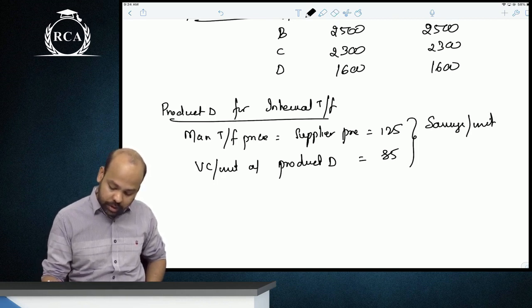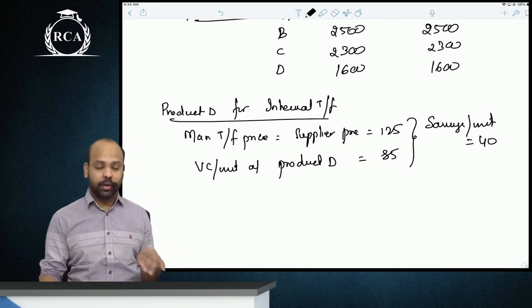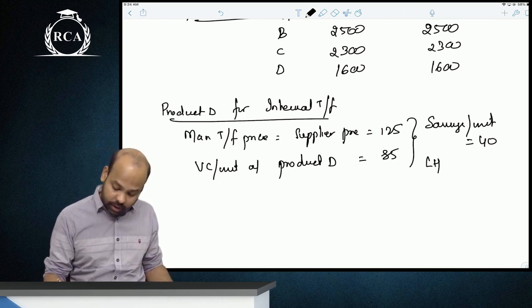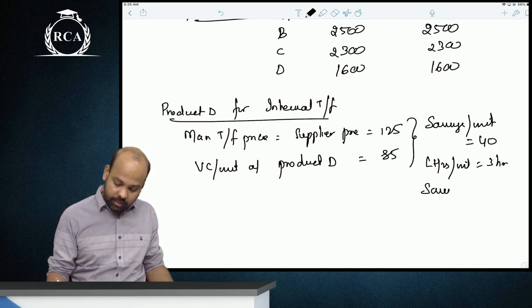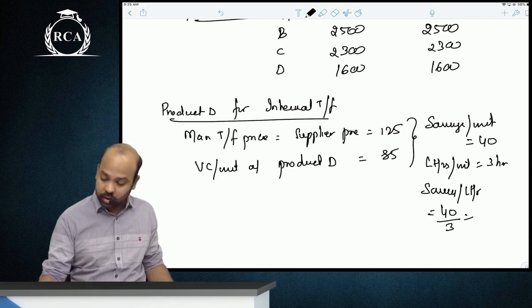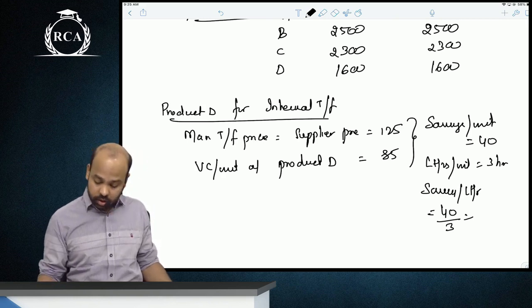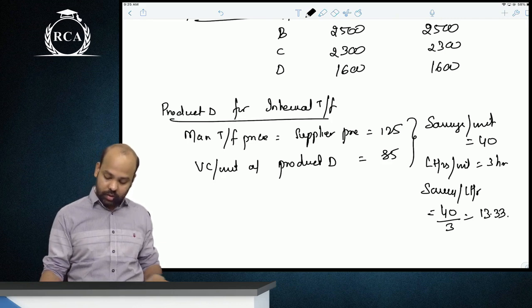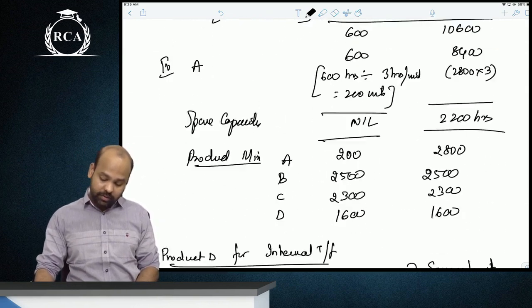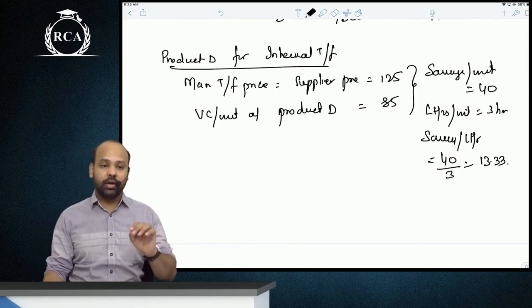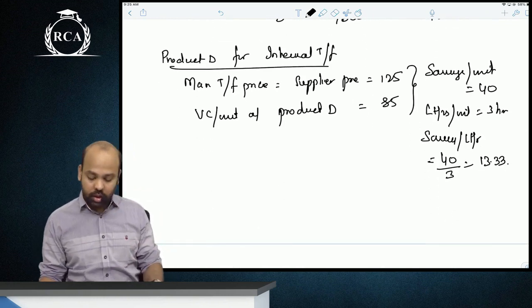Listen guys, I'm coming to an important conclusion. Savings per unit is 40 rupees, and the labor hours per unit is 3 hours. So savings per labor hour if you internally manufacture would be 13.33. Product D gives us a contribution of 15 rupees per unit, but if you internally manufacture and transfer, you will save 13.33.